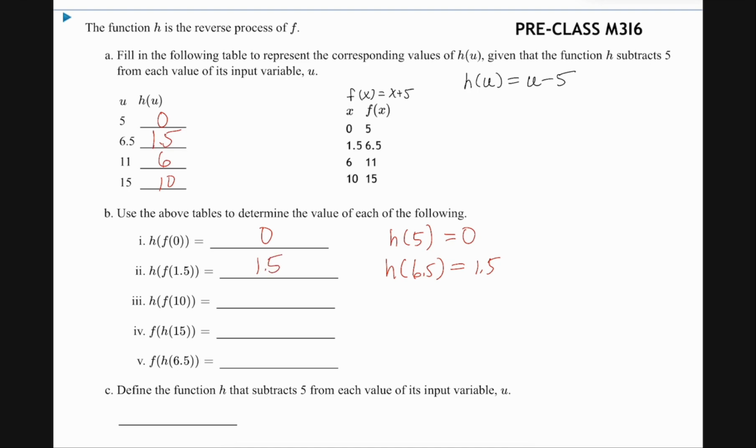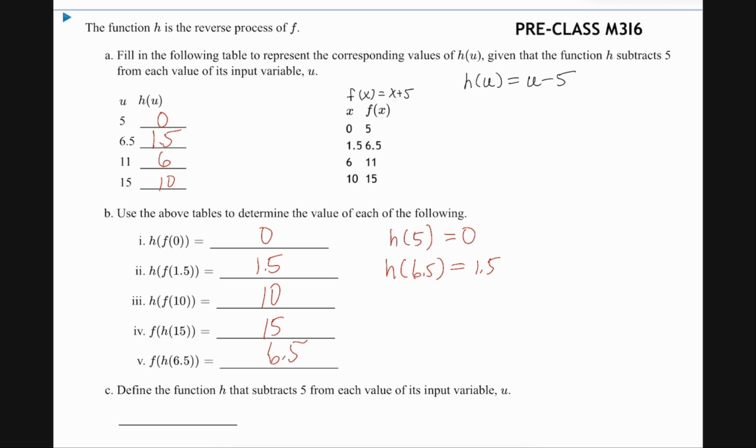What's always going to be happening here, since these two reverse each other's processes, they're always going to go back, whether the f is in front or the h is in front. This one with 15 would be 10. F of 10 is 15. So all of these would match the initial input.